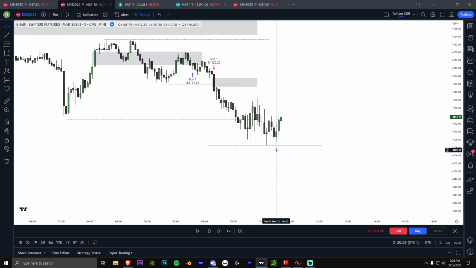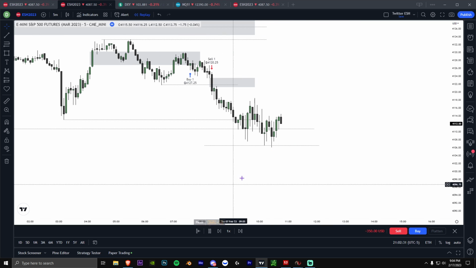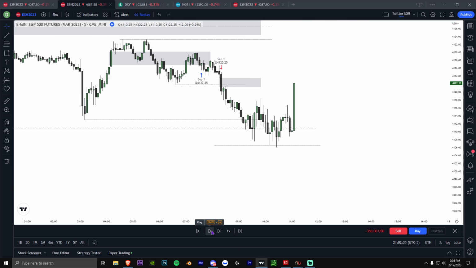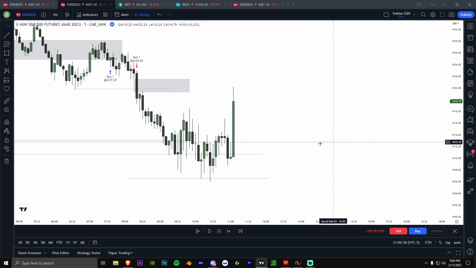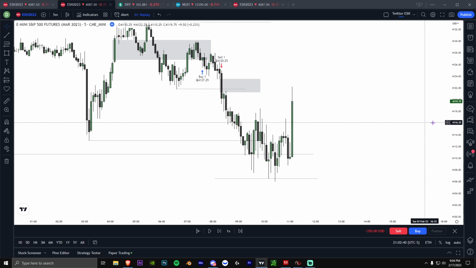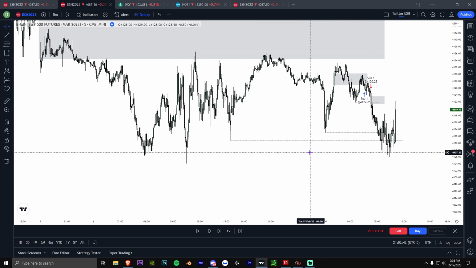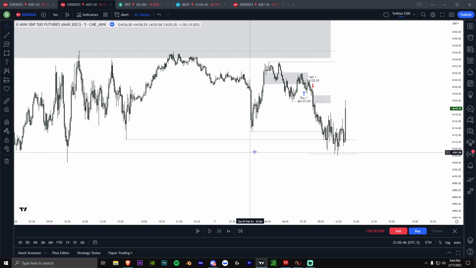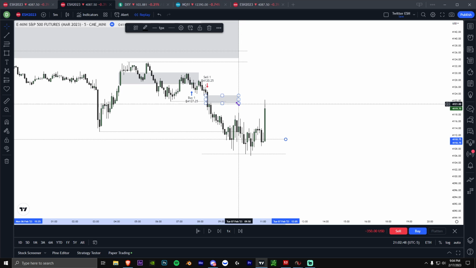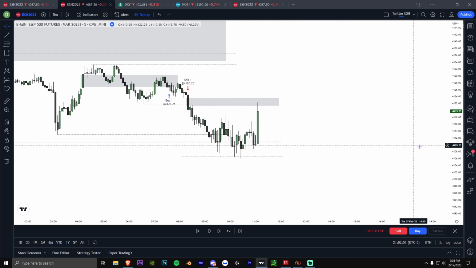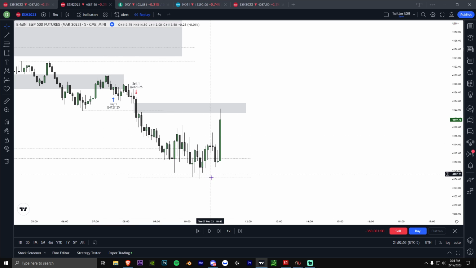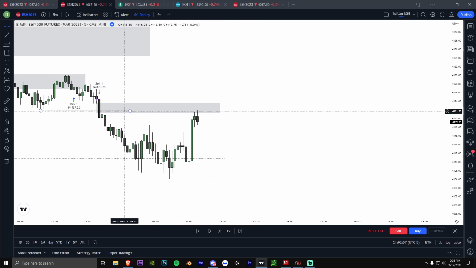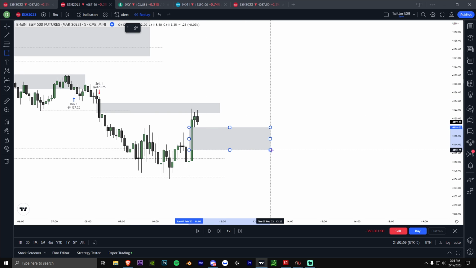Okay, so this is good. We're holding that consequent encroachment line. Oh, there. Okay, as soon as I see this candle, we swept this low. We held this consequent encroachment. As soon as I'm seeing this candle, there's a buzzer going off in my head, like, oh, just look for long, look for long. There's a buzzer going off in my head when I see that displacement. So I would probably try a long position down here.